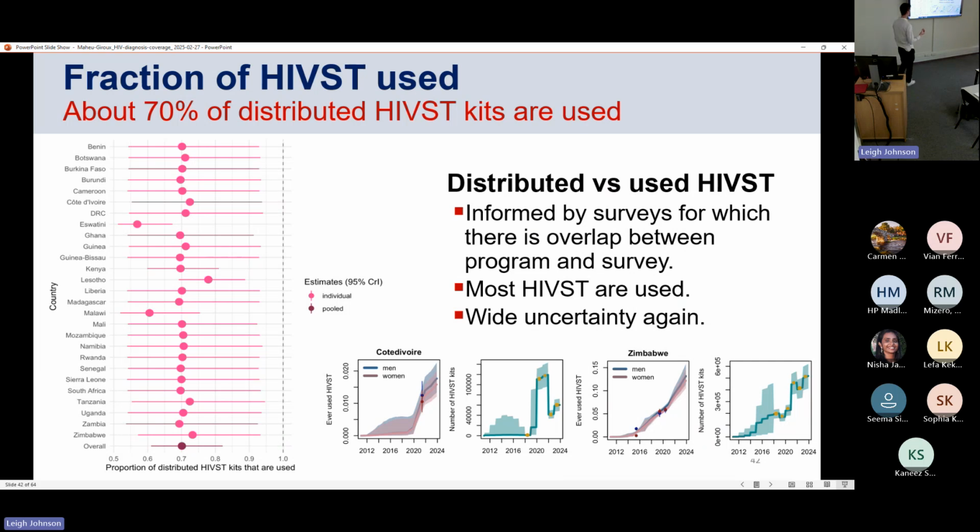Again, to be able to estimate it, we need to have overlap between the survey data point and the program data. So if, for example, we have no program data for the year that was estimated, which is the case for most countries, it defaults to the prior.